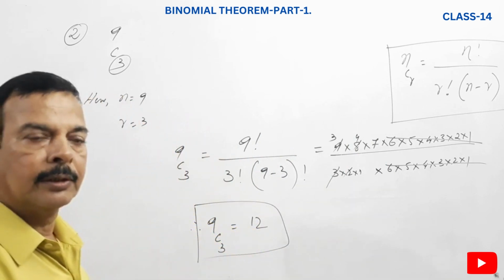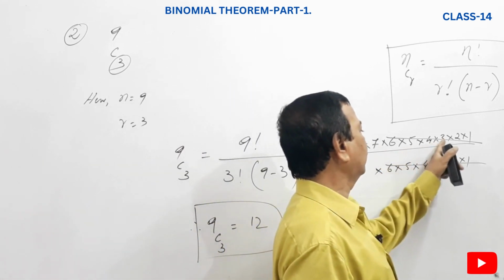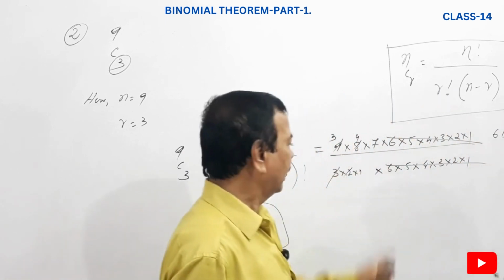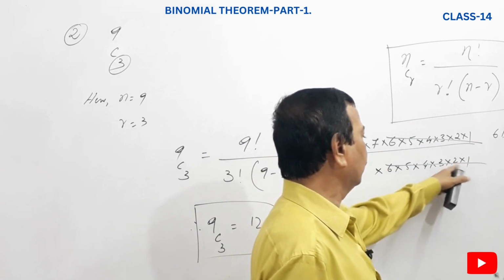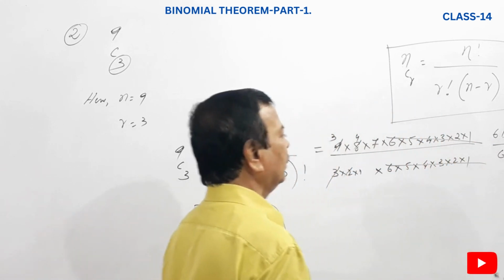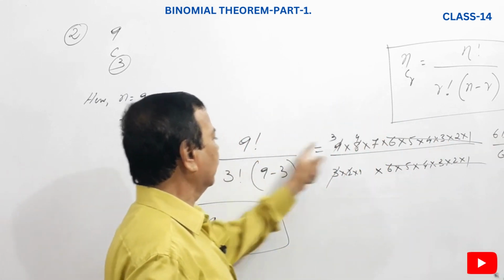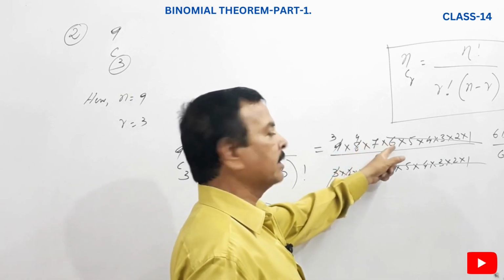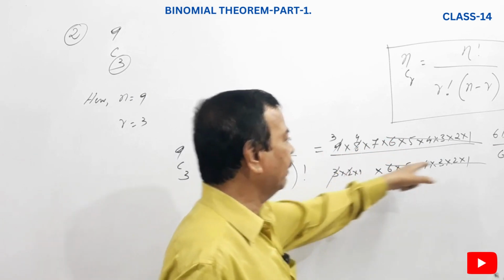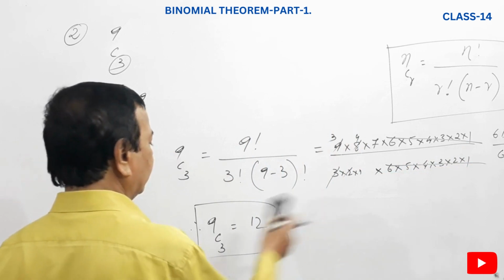Now what did you notice? 6, 5, 4, 3, 2, 1. Don't you think this is 6 factorial? I can see 6, 5, 4, 3, 2, 1. This is also 6 factorial. So what can I do here? I'll write 9 into 8 into 7 into 6 factorial. I can stop at 6 factorial because 9 minus 3 is 6. The 6 factorials cancel. That is a shortcut. We'll do one problem on that.